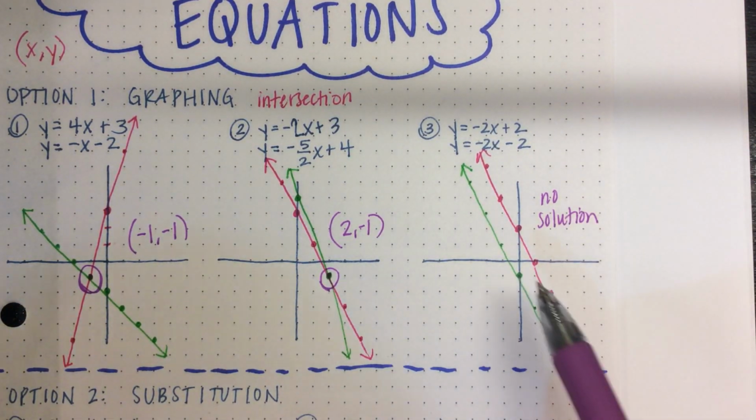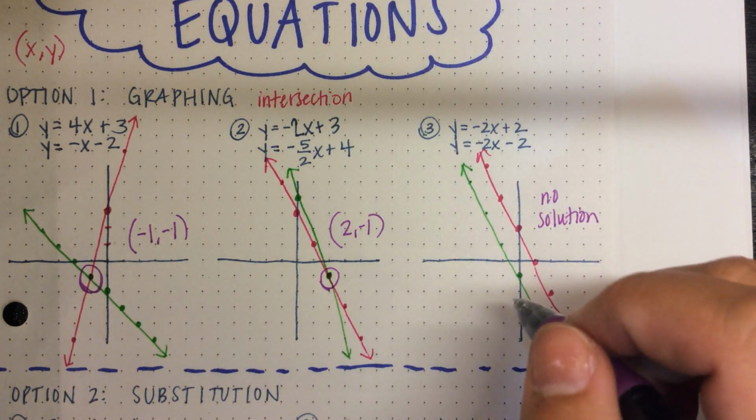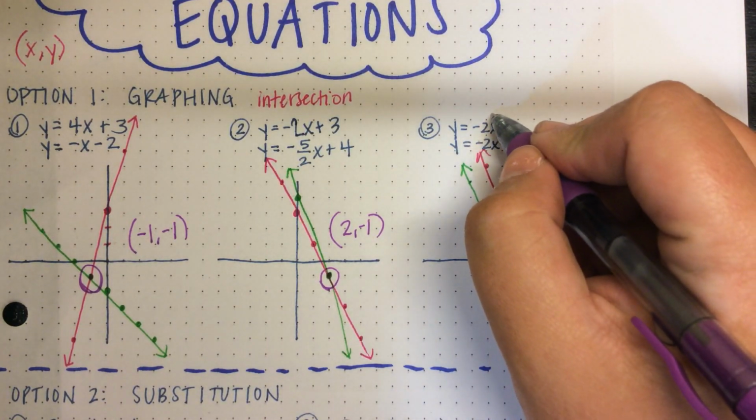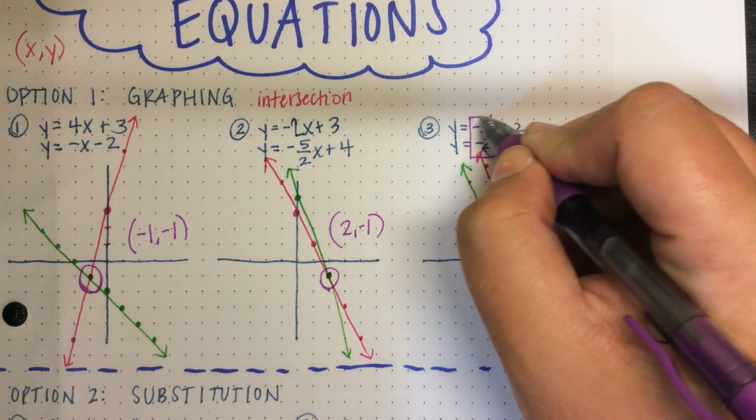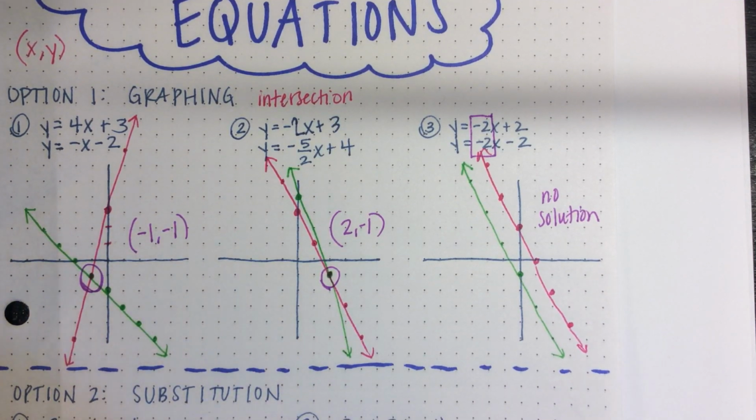So you can graph these, or we talked about parallel and perpendicular lines. If you can recognize it before you even graph, and you can see that they have the same slope, you don't even have to graph it. As soon as you see they have the same slope, you know that those are going to be parallel lines, and you can go straight to your no solution because parallel lines never touch. So the first option we have is graphing.